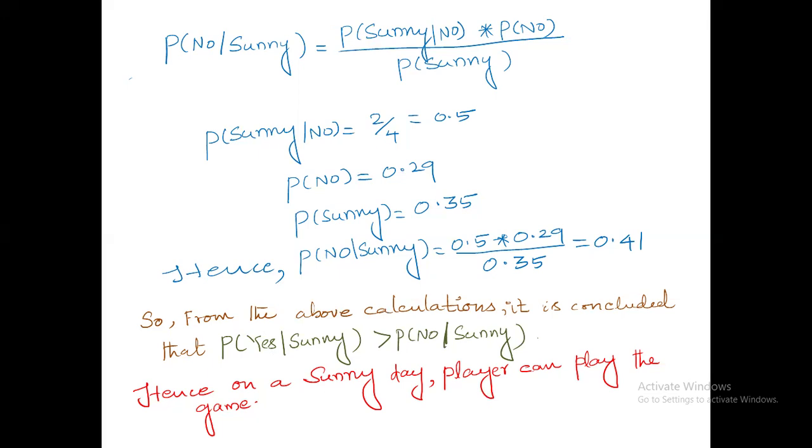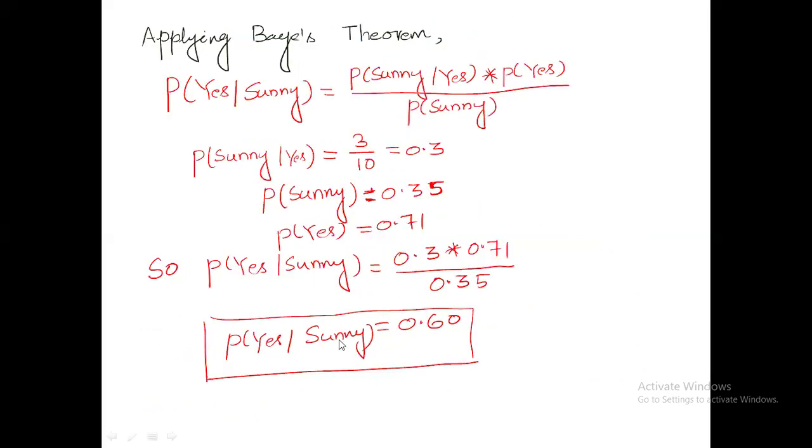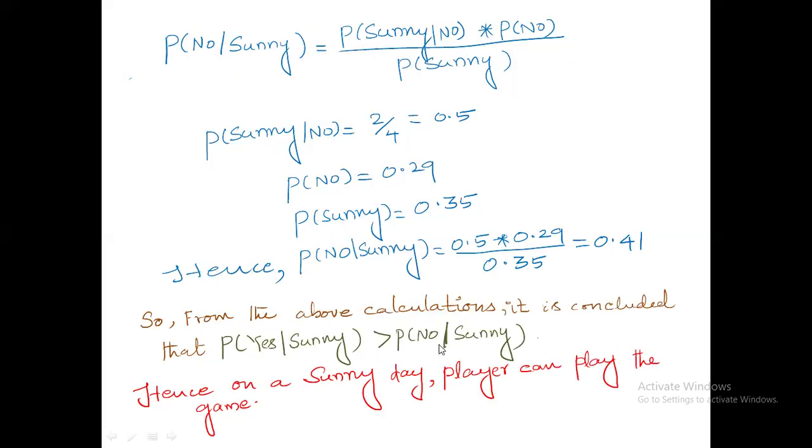Hope everyone understood. So one more time I'll repeat. You have to find out play yes given sunny, and in that we are getting 0.60, and after substituting all the values for no given sunny we are getting 0.41. Probability of yes given sunny is greater than probability of no given sunny. Hence on a sunny day the player can play the game. I hope everyone understood this problem. It is a very simple problem.